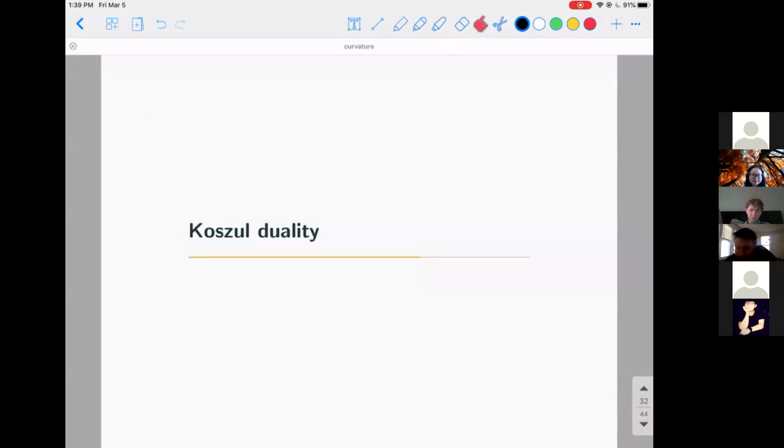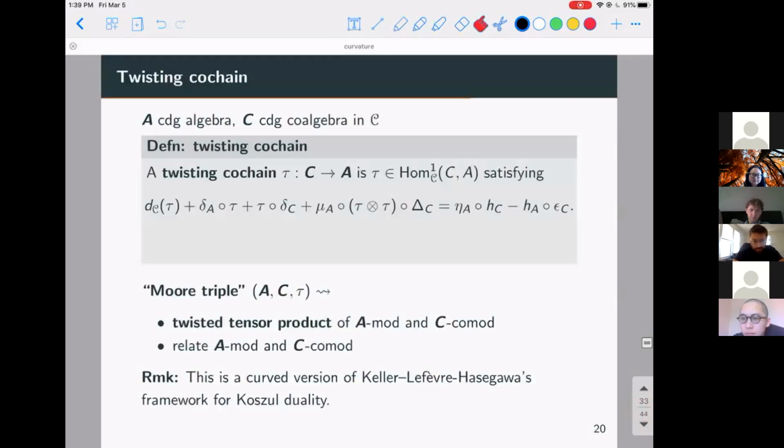Okay, so now I want to tell you maybe something a bit more interesting. And this is the subject of Koszul duality for these curved objects. So let's again take a Cdg algebra A and a Cdg coalgebra C in some monoidal DG category. Sorry, that's a mouthful.